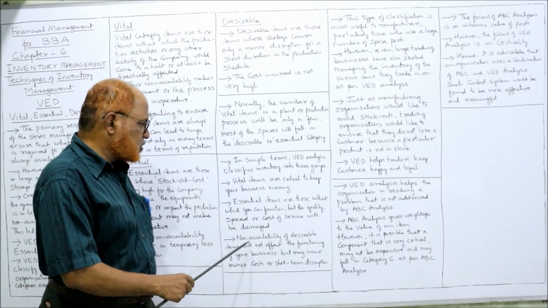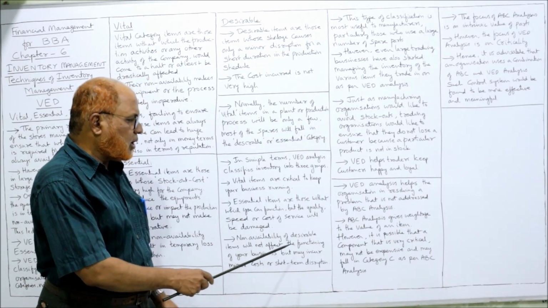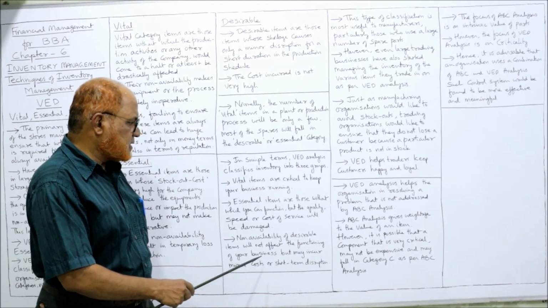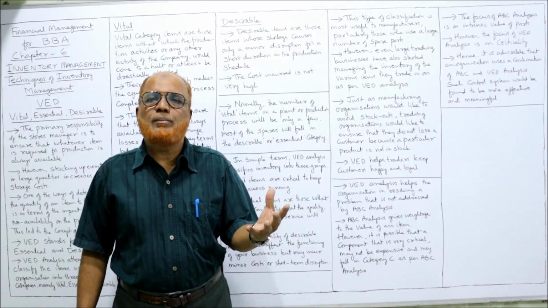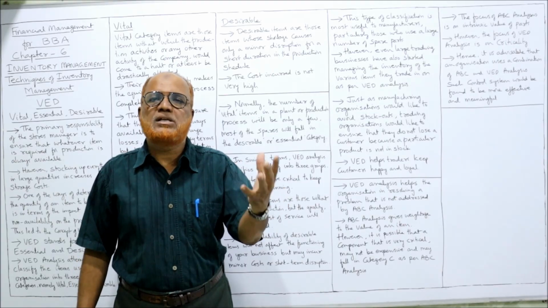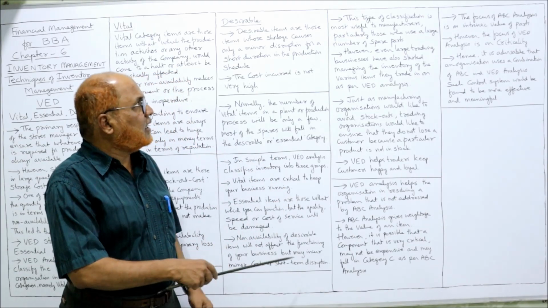And for desirable items, non-availability of a desirable item will not affect the functioning of your business, but may incur minor cost. Minor loss will be incurred due to non-availability of desirable items in this way.